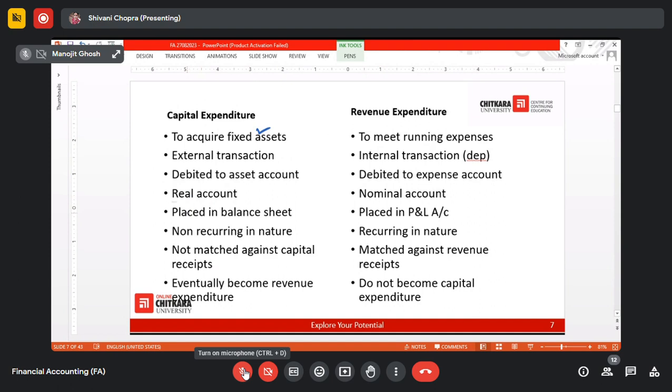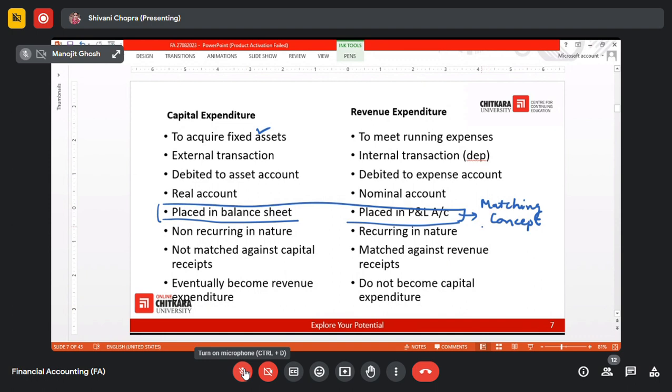Where do we place a capital expenditure? Capital expenditure gets its place in the balance sheet, whereas revenue expenditure is placed in a profit and loss account. And why is that happening? To me, this is the most important point, because this point is actually giving rise to all the other points. Because this is getting guided by which concept? The matching concept.